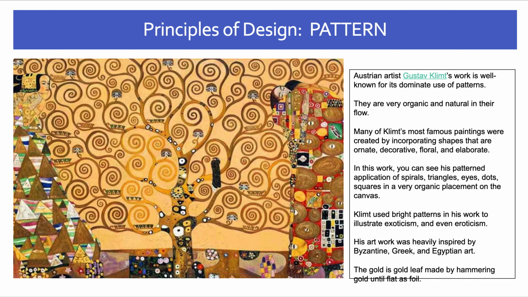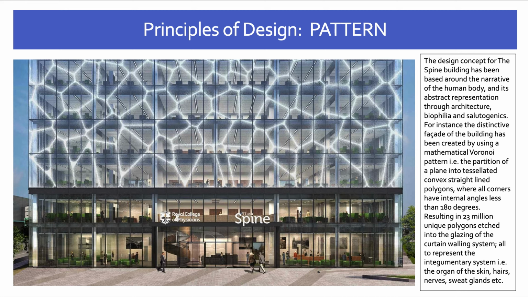And this is Gustav Klimt. He did organic patterning. So patterning doesn't just have to be a repeating of squares. It can be a repeating of organic elements. And then they can adapt. They don't have to be static. They can be fluid adaptations.